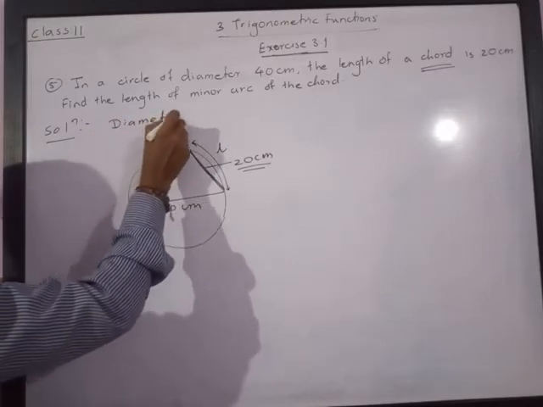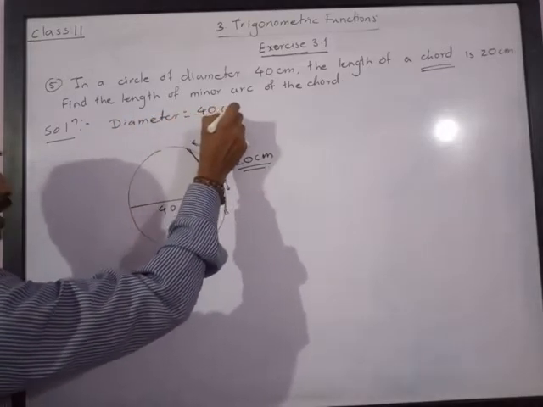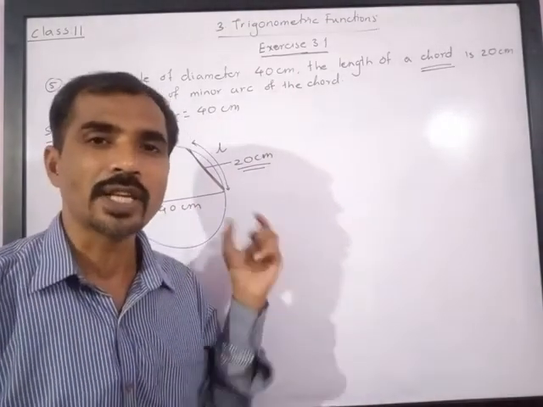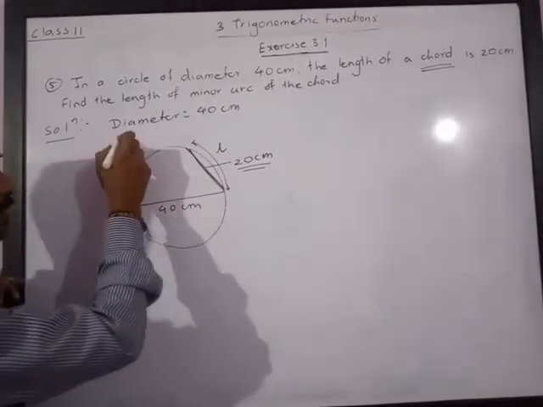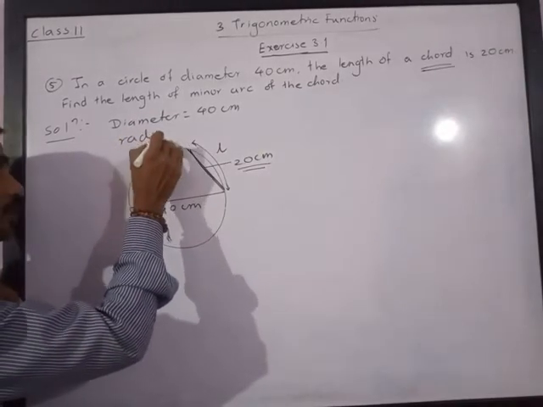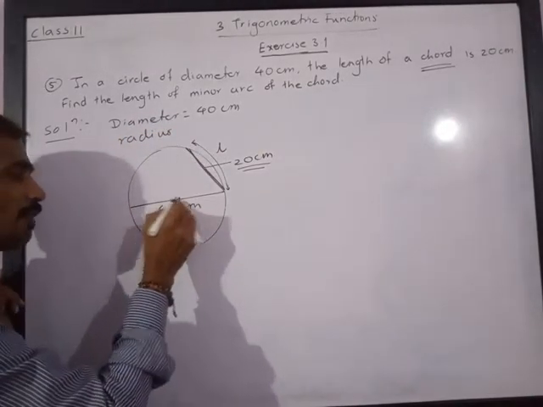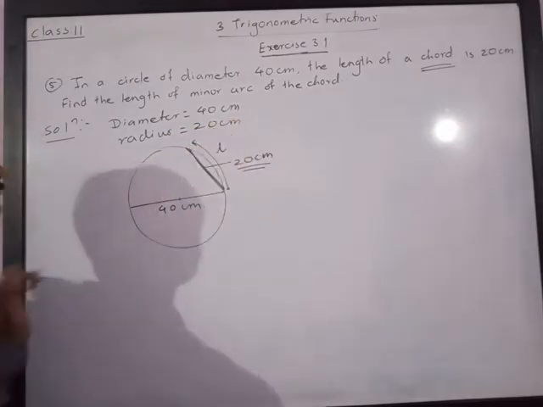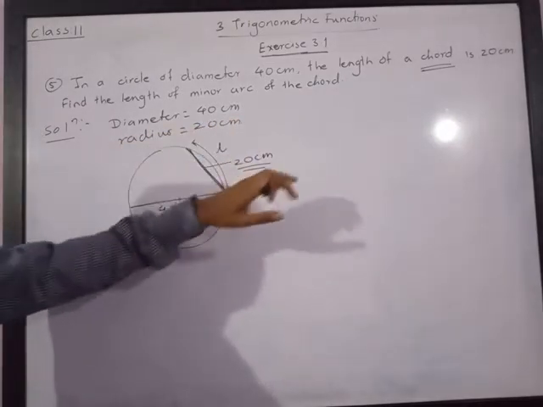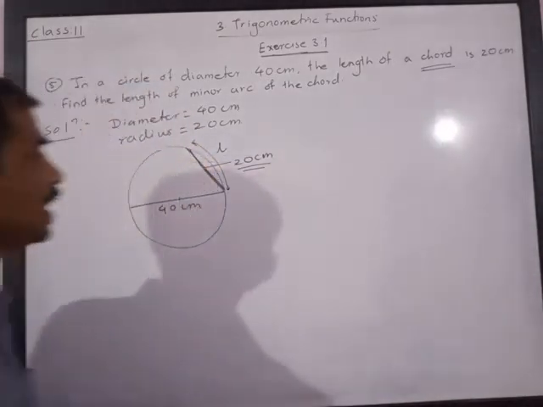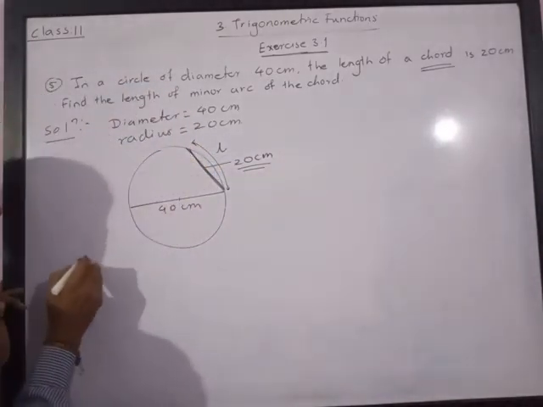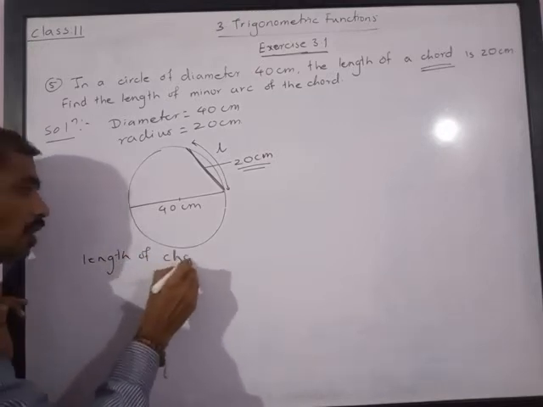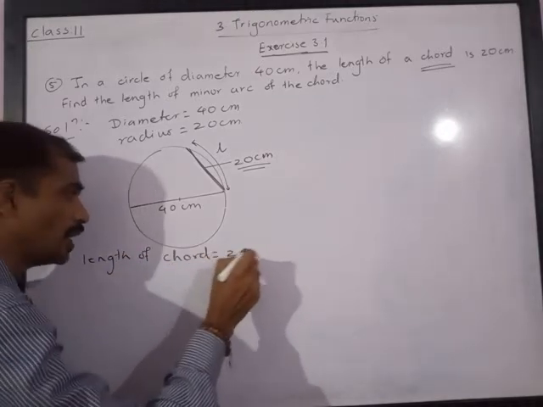The diameter of the circle is 40 centimeters. We have all the formulas related to radius, so let us convert this into radius. The radius of the circle is equal to half of the diameter, so it is equal to 20 centimeters. Now we have got the radius as 20 centimeters. The length of the chord is 20 centimeters.